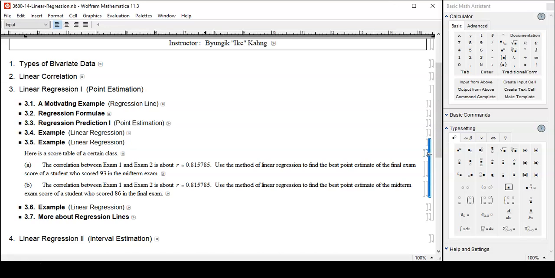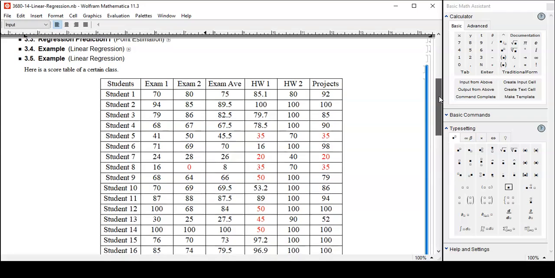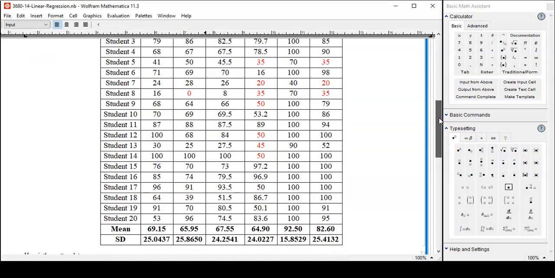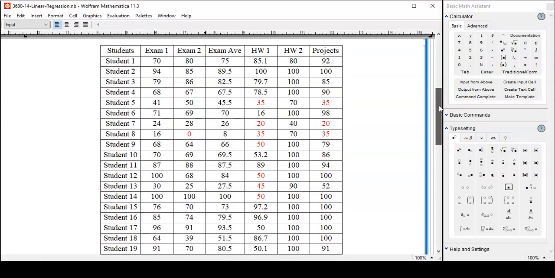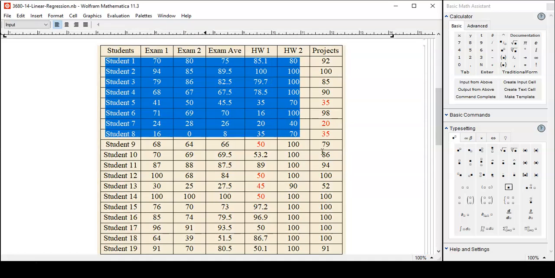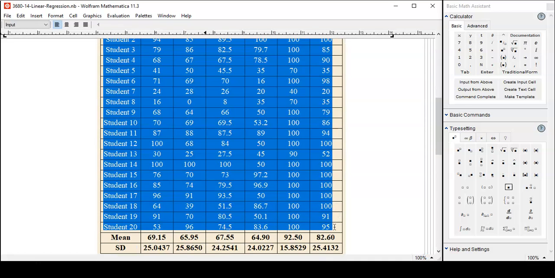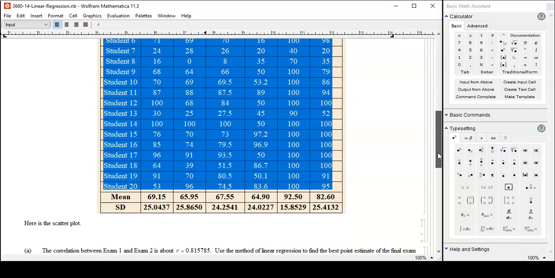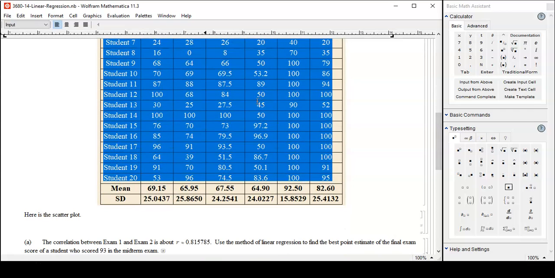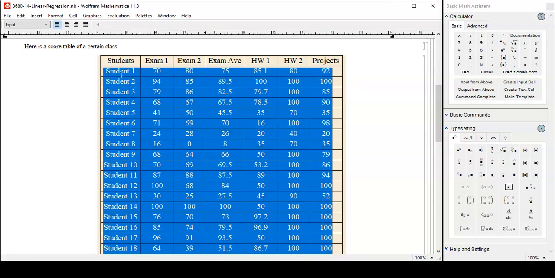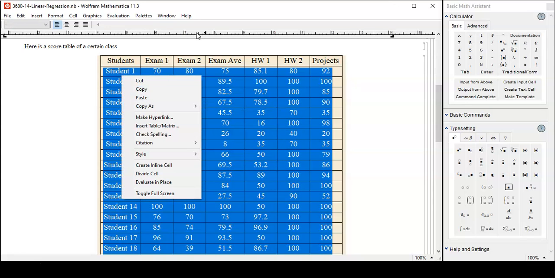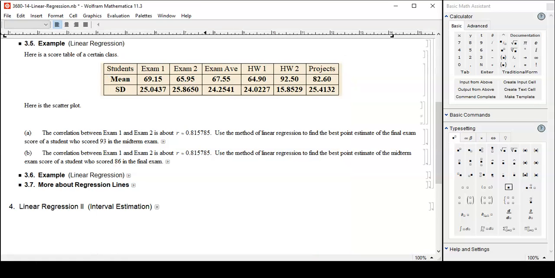Here's a score table of a certain class. I think this may be real data that I had years ago. Even though I have all this data, I don't need any of it because here we have some regression. Of course, the mean and standard deviation and all these kinds of things we can calculate with MS Excel given time, but who has time? So let's consider only this part.